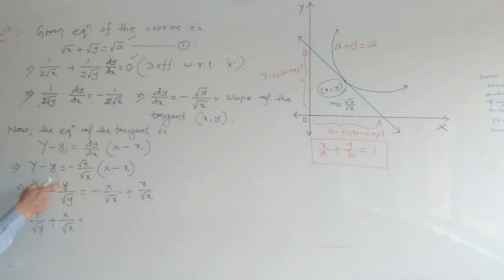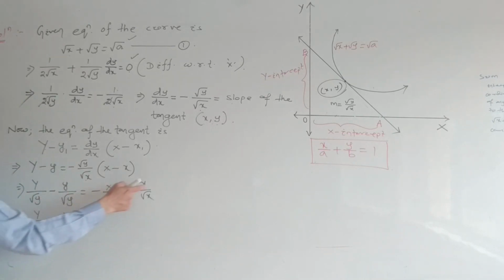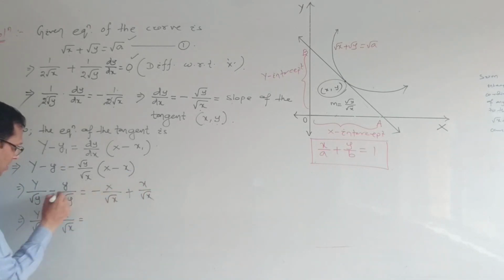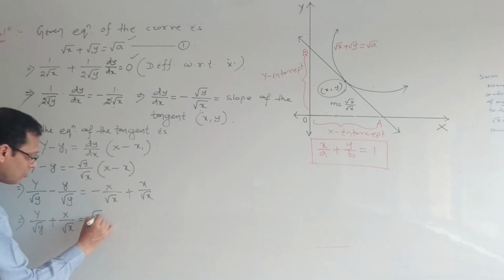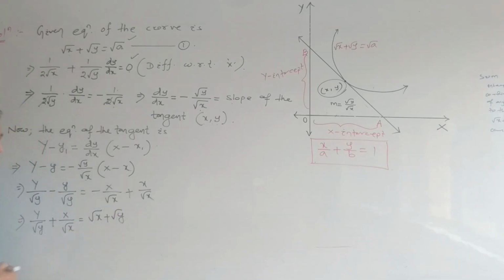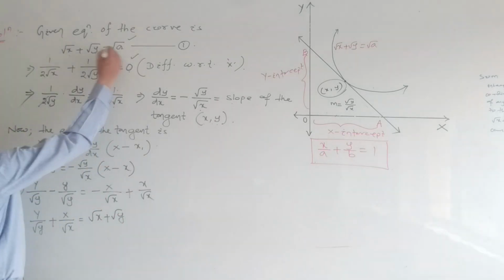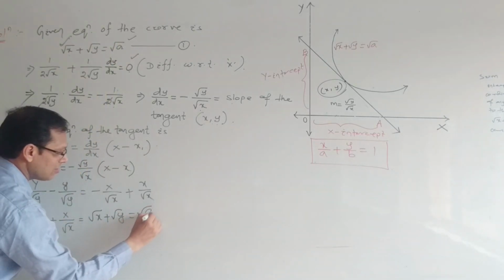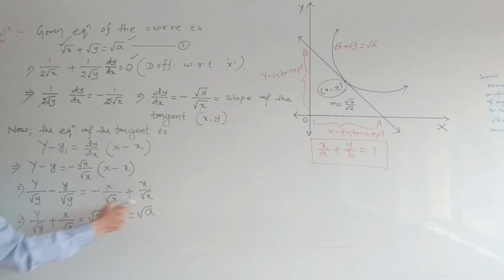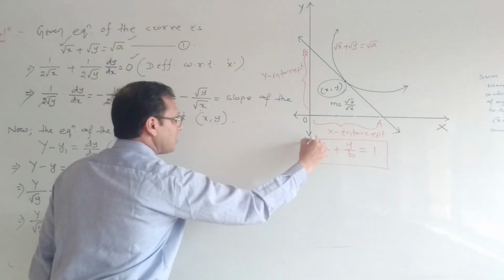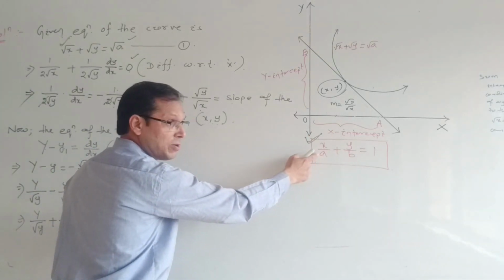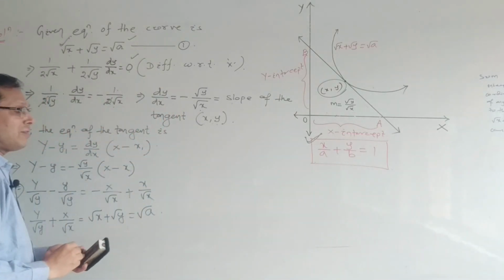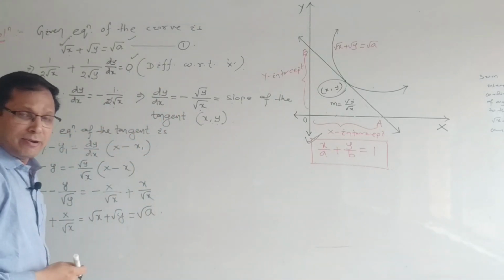This one is small y, so it is root y here, and this one is root x. So at the RHS, root y plus root x, again root x plus root y, from the question it is given to be equal to root a. So this is nothing but root a. Now we have to convert the equation of the tangent into which form? Intercept form. Then you can find the x intercept and y intercept.